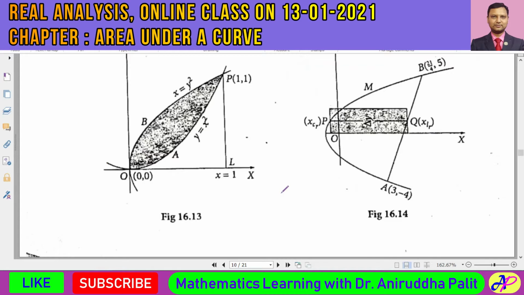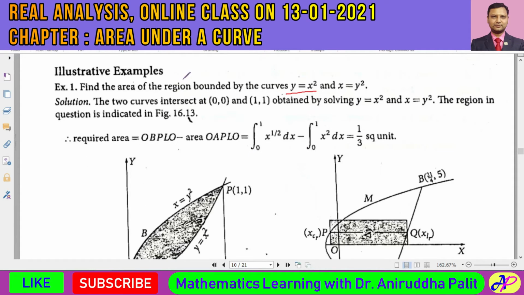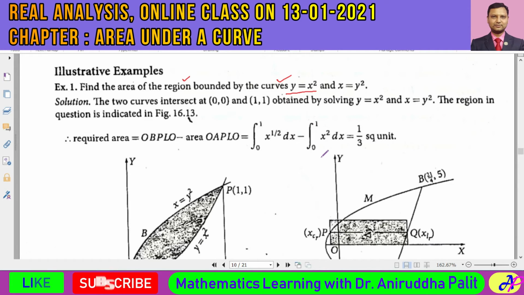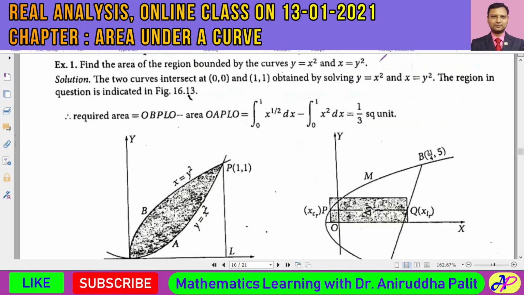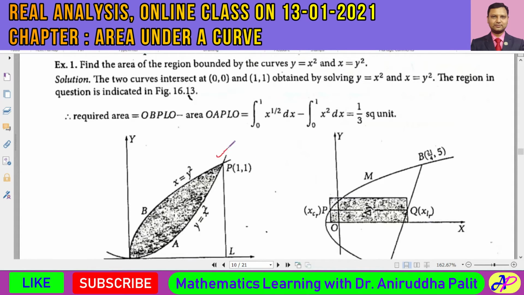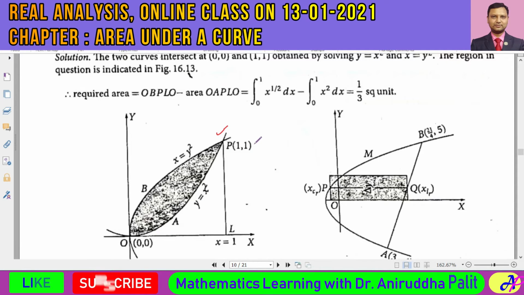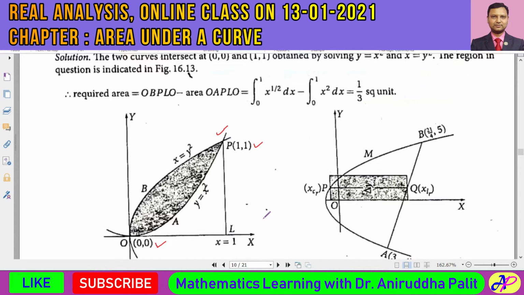So we will have to find out the area of the region bounded by these curves: y is equal to x square and x is equal to y square. Now, if we solve these two curves, you will be able to find out the points of intersection. One point of intersection is (1, 1), another is the point (0, 0). So it is not difficult to find the points of intersection.